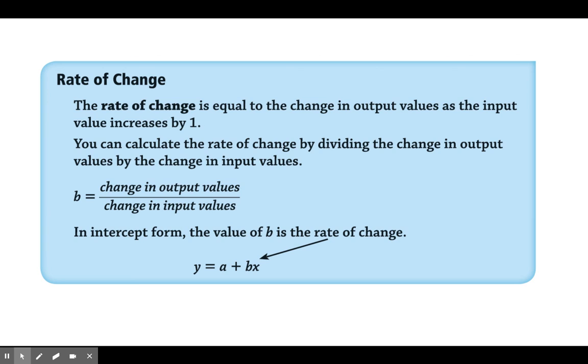Okay, so this is just a summary slide. It's in your book as well, but I wanted to remind us of our intercept form that we talked about before, which is y equals a plus bx. Remember, a was our y-intercept. We found that when x was 0, when our input value is 0, we get that a value. And b is the rate of change. We talked about that before as well. And we can see here that they've written out how to find your rate of change.